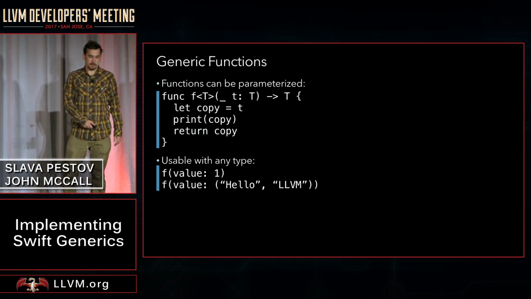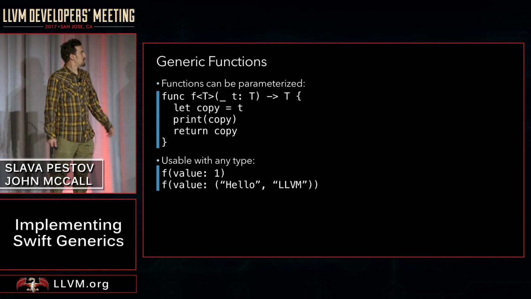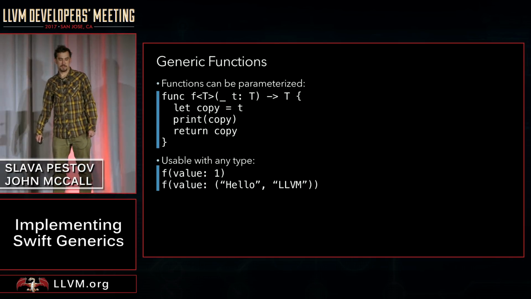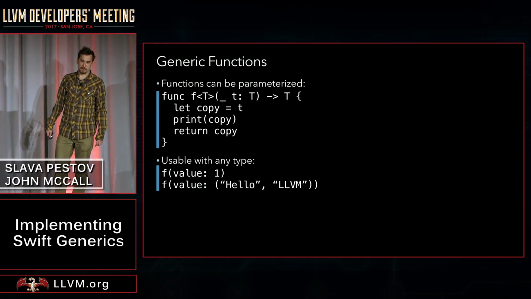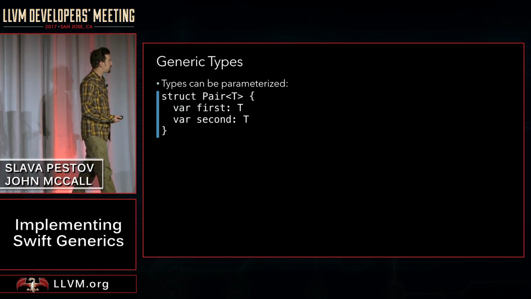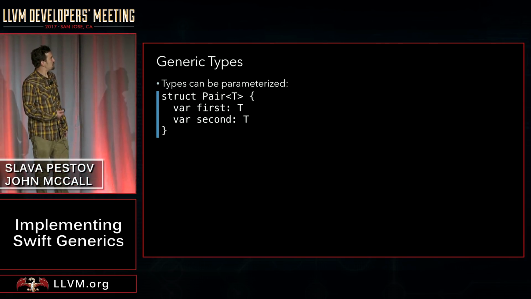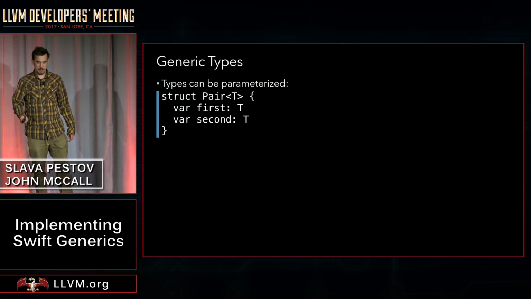Let's look at a generic function. So this type parameter t, it's unconstrained, so there's not a whole lot I can do with it, but I can pass it around, I can pass it to another function, and I can return it. And I can call this function f with any type. So I'm calling it with an integer and a tuple of strings. I can also define generic types. So here we have a simple generic container that stores two values of type t.